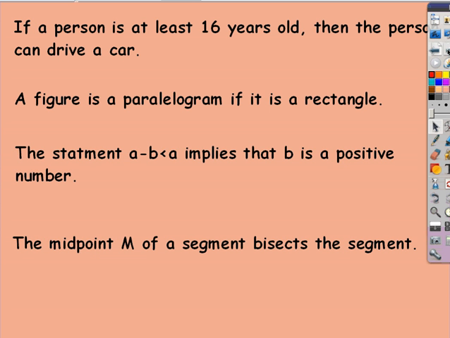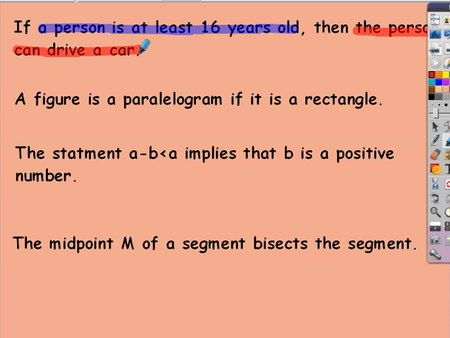All right, let's take a second. See if you can identify the hypothesis and the conclusion in these four statements. So in the first one, again, pretty easy. If, then, so if the hypothesis, person is 16 years or at least 16 years old, then the conclusion, the person can drive a car.